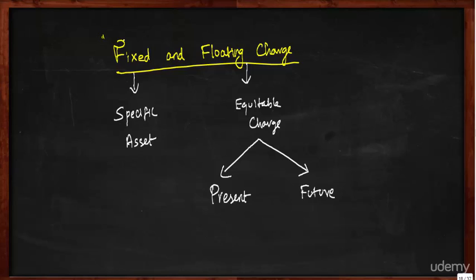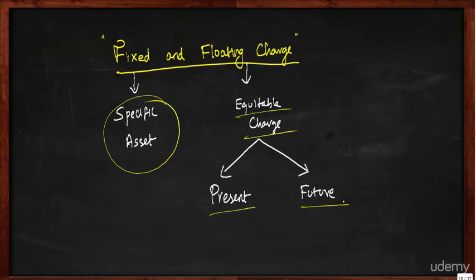Move on. Let's understand what is fixed and floating charge. Fixed charge is a charge which is created on a specific asset, whereas floating charge is basically an equitable charge which is created on the assets, that is both the present as well as the future assets. So there is a difference between the fixed and floating charge. Fixed charge is identified with a specified asset. The creator of the charge cannot deal with the asset without the specific consent of the bank in case of a fixed charge.